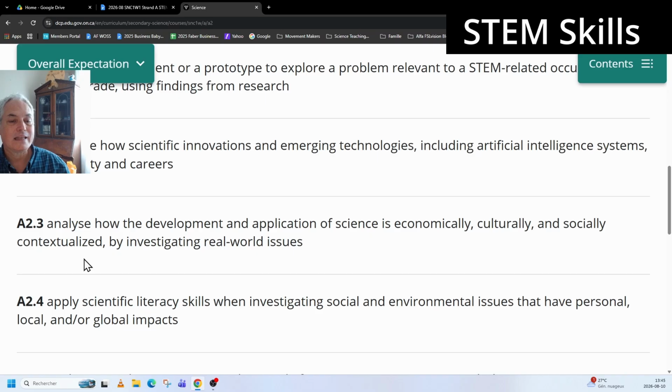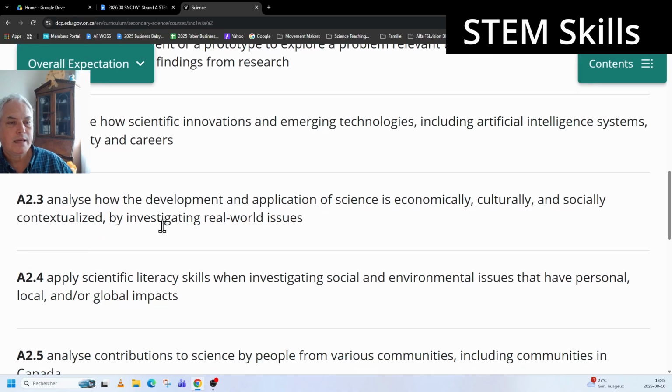We're going to have analyze how the development and application of science is economically, culturally, and socially contextualized by investigating a real-world issue. Now, keeping in mind that I'm in Canada, so the resources I have are different than other countries, different continents, depending on the seasons as well. So right now is the summer in Canada, but it is the winter in other countries. When it is mid-February, when it is minus 15 degrees Celsius outside, I cannot do the same thing as in the fall, depending on the temperature. So that's something to look into.